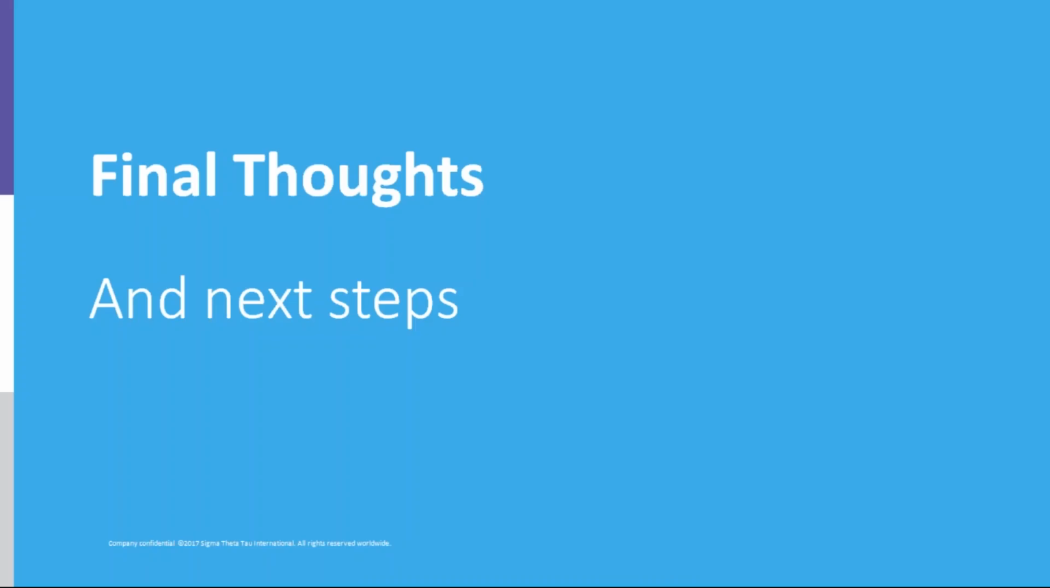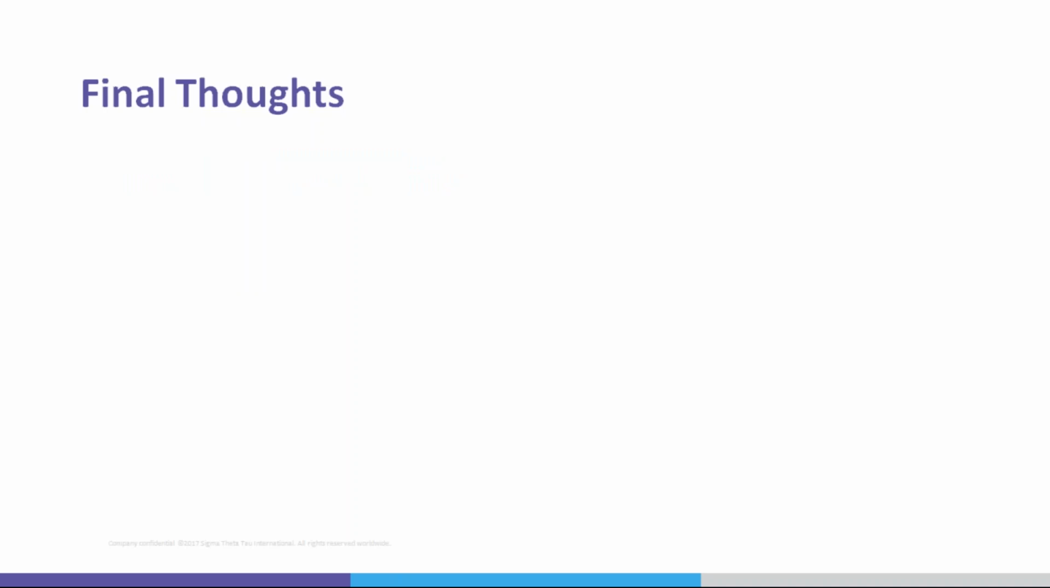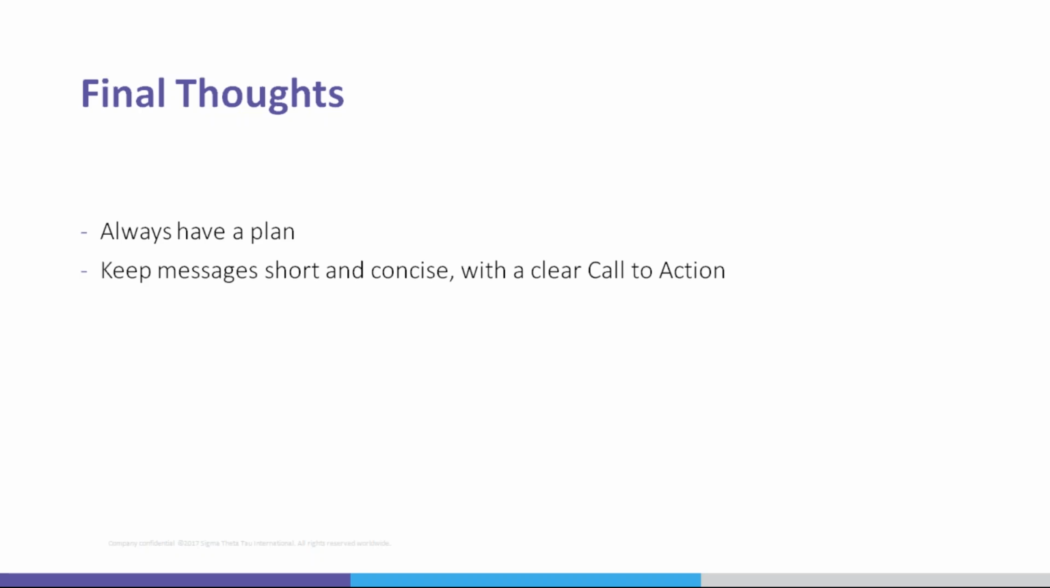This presentation has covered a lot of information, so I will quickly recap and then discuss the next steps that you will take. To increase the efficiency by which you communicate with your members, be sure to make a communication plan for regular communications, as well as those pertaining to a specific event. Keep all messages short and concise, and include a clear call to action to increase the likelihood that the intended recipient will absorb the key information and act accordingly.